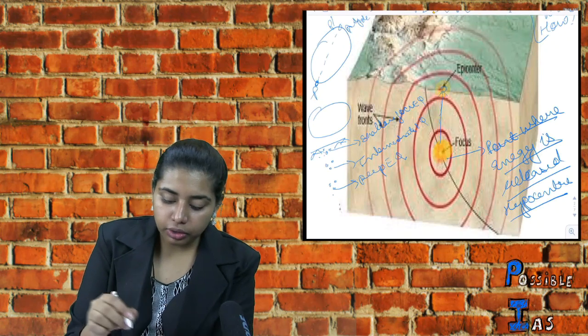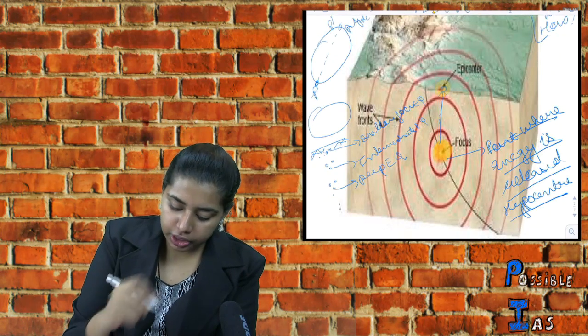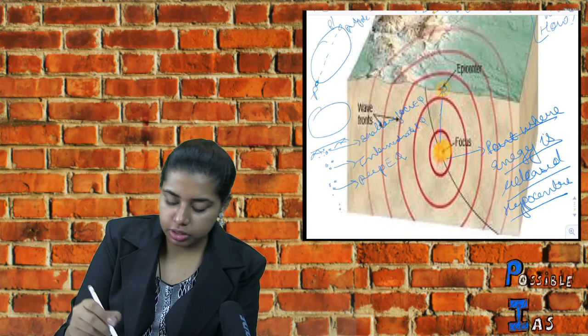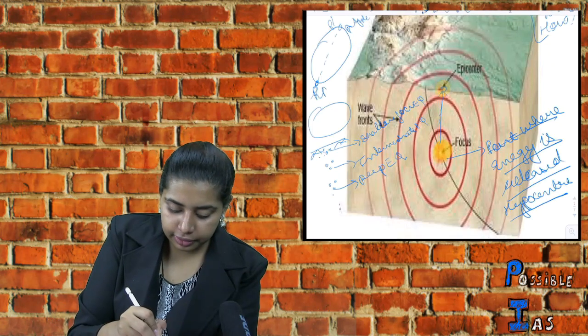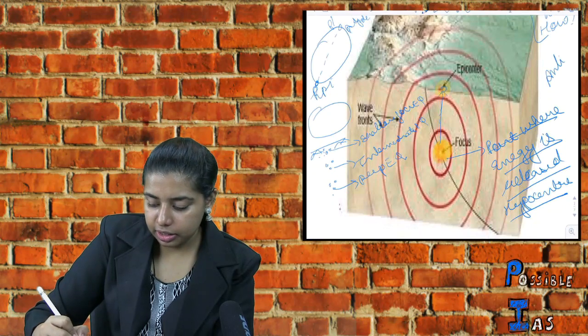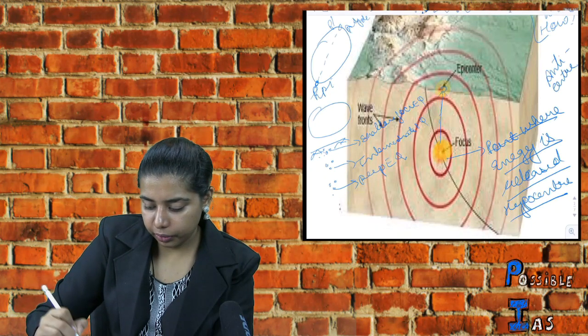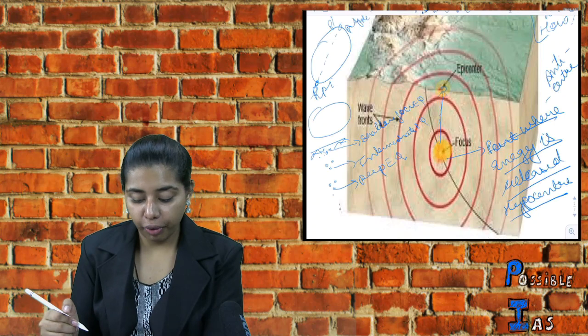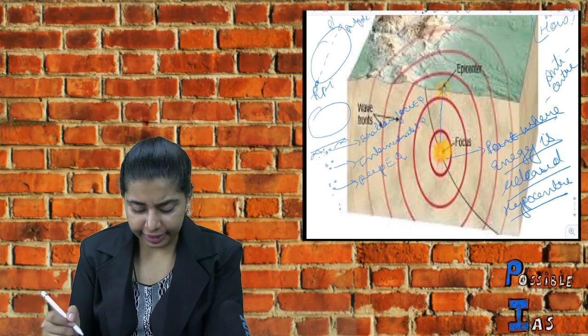Now the point which is diametrically opposite to the epicenter on the surface of the earth, suppose here you have the epicenter, is known as the anti-center. So the diametrically opposite point to the epicenter is known as the anti-center.